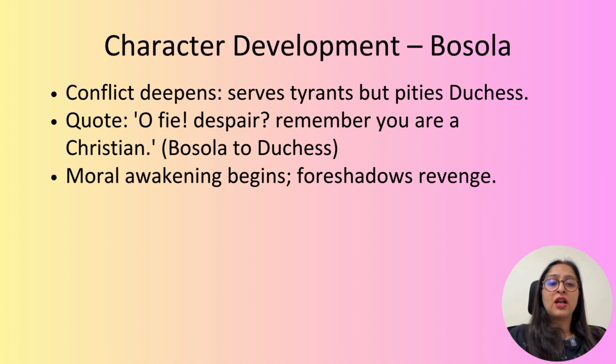Now, I would like to stress that Bosola is Webster's most complex character here. He is a Machiavellian figure who evolves into a tragic avenger, who starts as a villain, but at the end he becomes a very tragic avenger who is hell-bent on getting her justice. Now his development as a character from bad to good reflects the moral chaos of the play. And what is that chaos? A question: can good ever emerge from corruption?